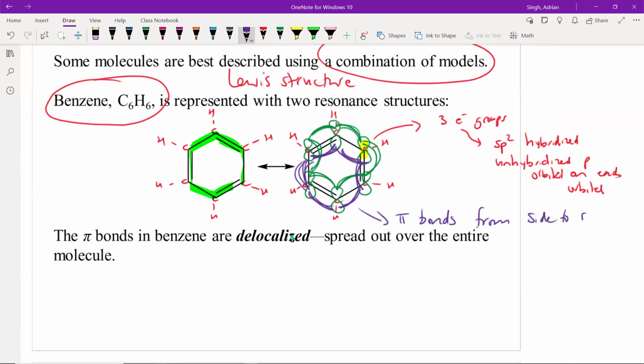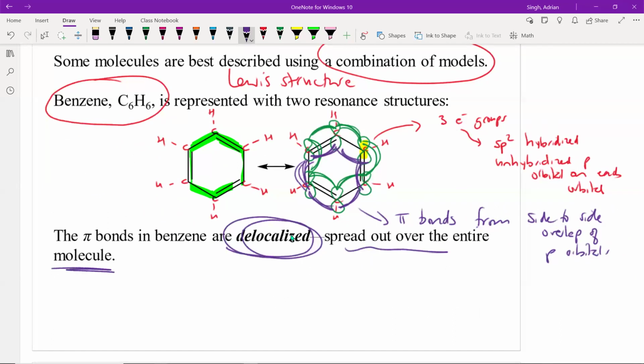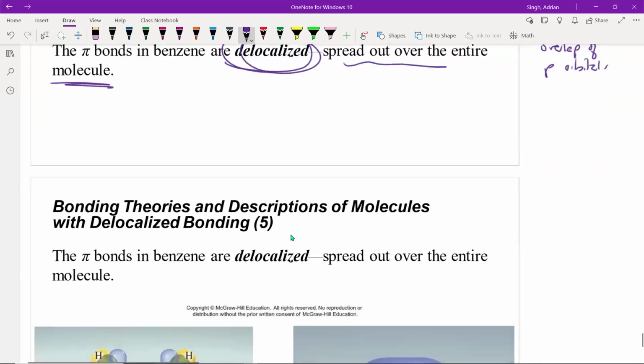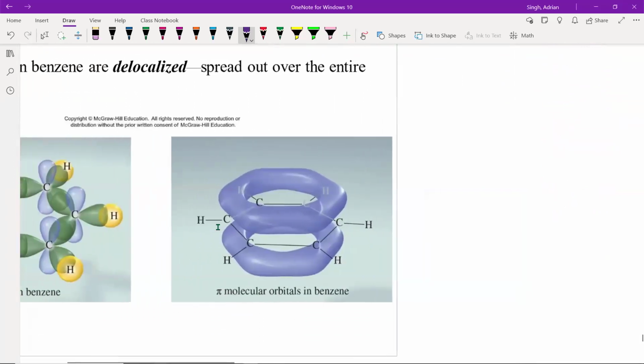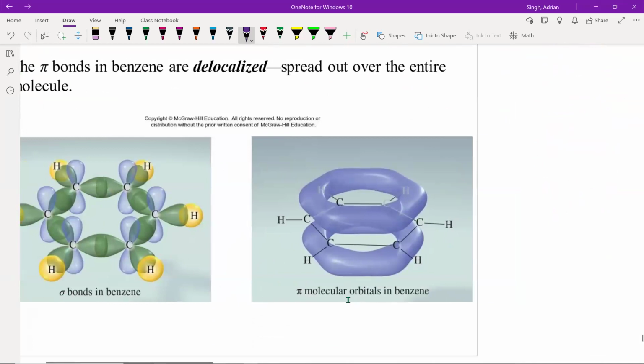And the side-to-side overlap of the unhybridized p orbitals, these are actually delocalized, meaning that they are spread out over the entire molecule. They're not just in one specific location. Instead, that structure is much more accurately represented like this one over here on the bottom, right? So we can put all that together and have a pi molecular orbital being represented now all the way above the plane of the ring, and also beneath the plane of the benzene ring as well.